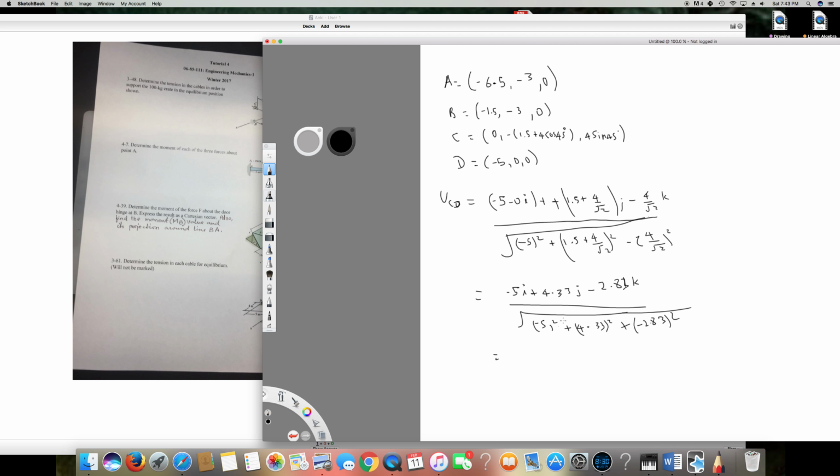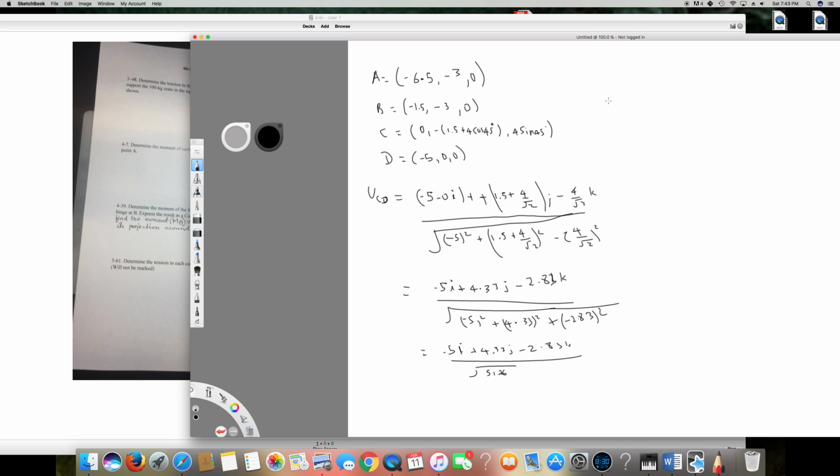It's going to equal 51.76. So it's going to be 5 minus 5i plus 4.33j minus 2.83k over the square root of 51.76. So this is going to be my UCD. Now we have to divide this by each one. So I'm going to do it all together.